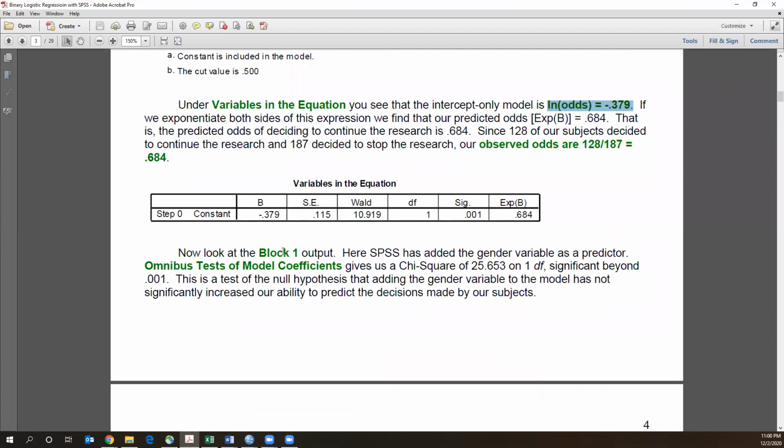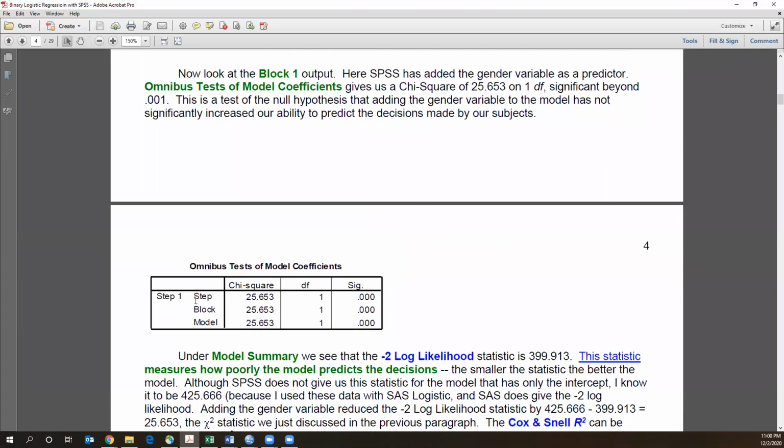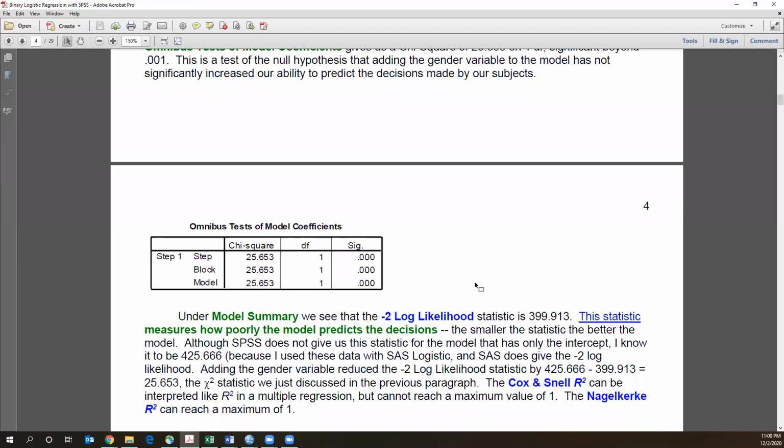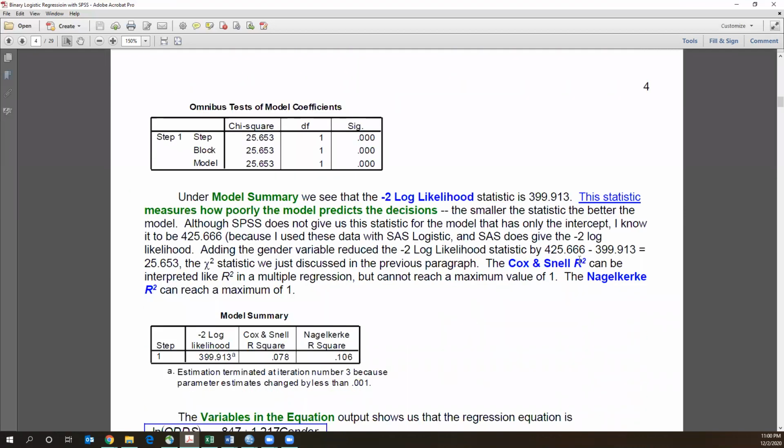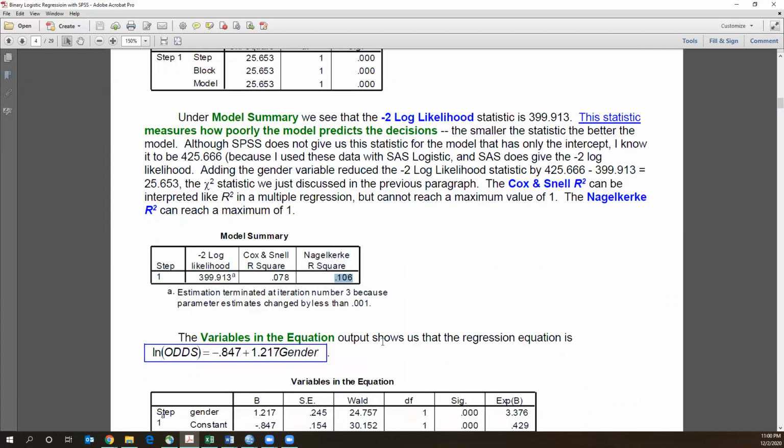Now, we're going to add block 1. And when we go to block 1, this is where we add the first step. We're trying to see, okay, now we add in some variables. How is that going to help our model? How is that going to help it be more accurate? We're going to again look at our Cox-Snell and our Nagelkerke. And here we can see this is a very good number, good to go. This is great, all right?